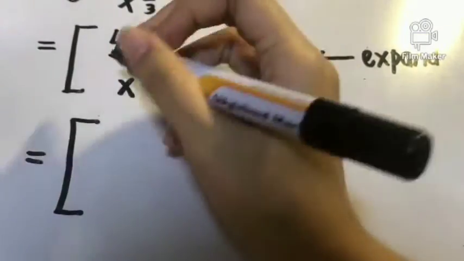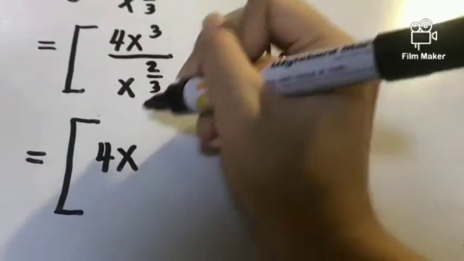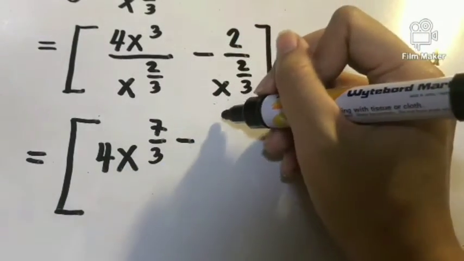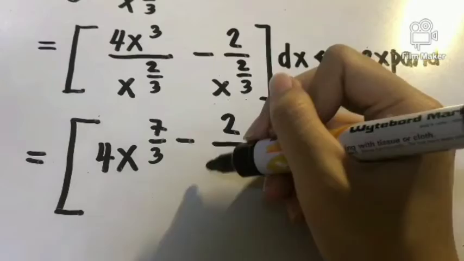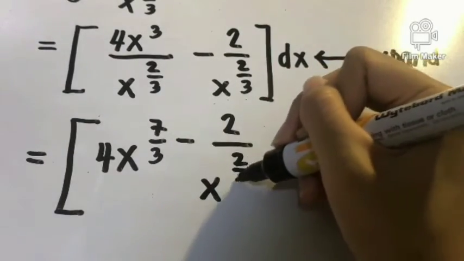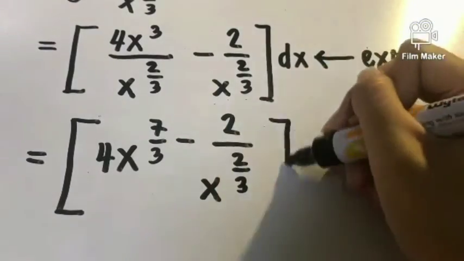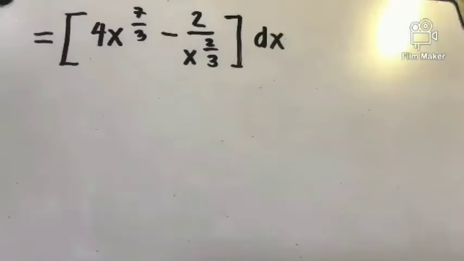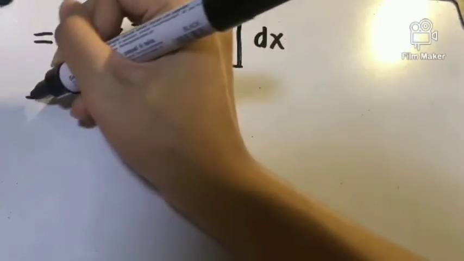Now the simplified version of 4x cubed divided by x raised to the power of 2/3 would be 4x raised to the power of 7 over 3 minus the simplified form of the second term, which would be just the same, 2 over x raised to the power of 2/3 and dx. Now that is the simplified version of the given.